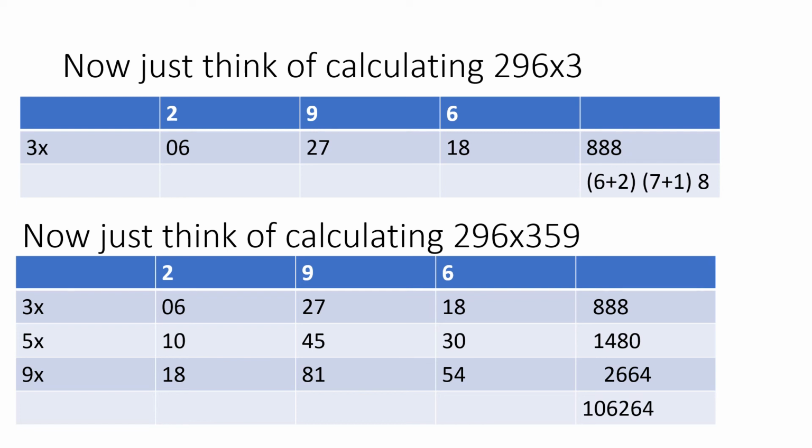Once you have done for 5 and 9, the figures will be available here. But what we have to remember, while adding, is that this should be written in the same form which I have written. If you are writing in the wrong form, then it cannot come. So how have we written? Just 888, and when we write 1480, this goes one step right side. Then below that 2664, again it goes one step right side. So it is not just above one and the same.